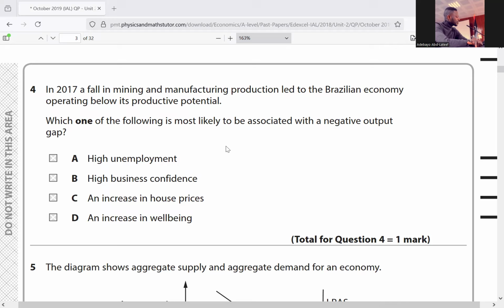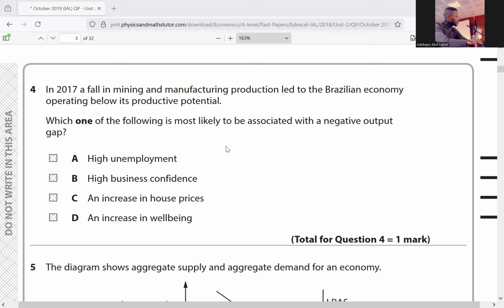We'll go to question 4. In 2017, a fall in mining and manufacturing production led to the Brazilian economy operating below its productive potential. Mining represents the primary sector of the economy, and manufacturing represents the secondary sector of the economy. So a fall in both the primary sector and secondary sector brings about a negative output gap. That is what it simply means here.